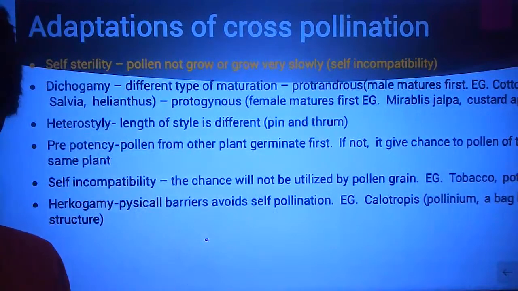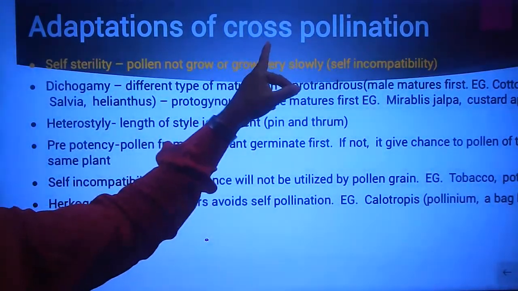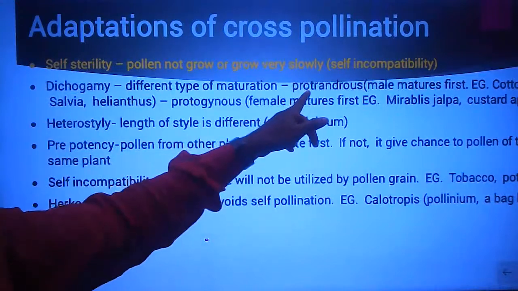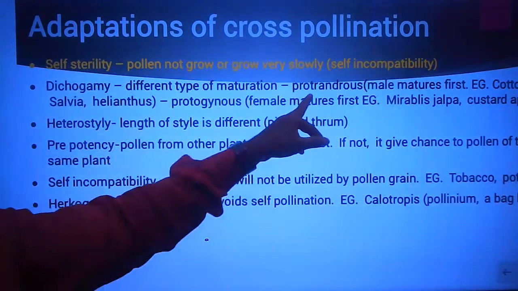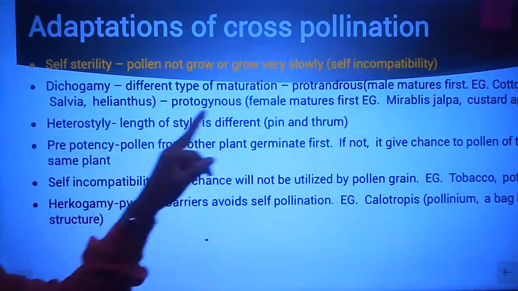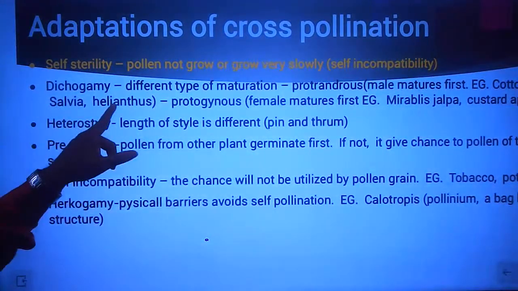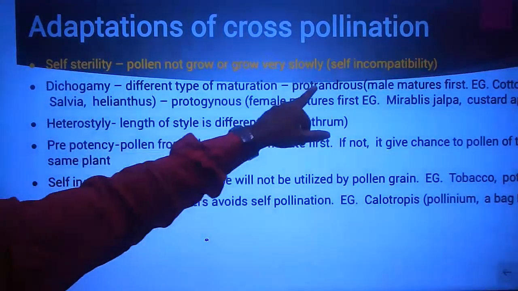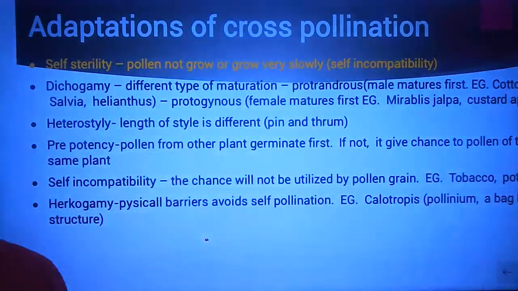In a flower where both male and female are present, this is supposed to go with cross pollination. Why? Because the male is matured first, the female has not yet matured. This usually occurs in cotton, okra, salvia, helianthus. In these cases the male matures first, and then after some point of time, the female starts maturing.